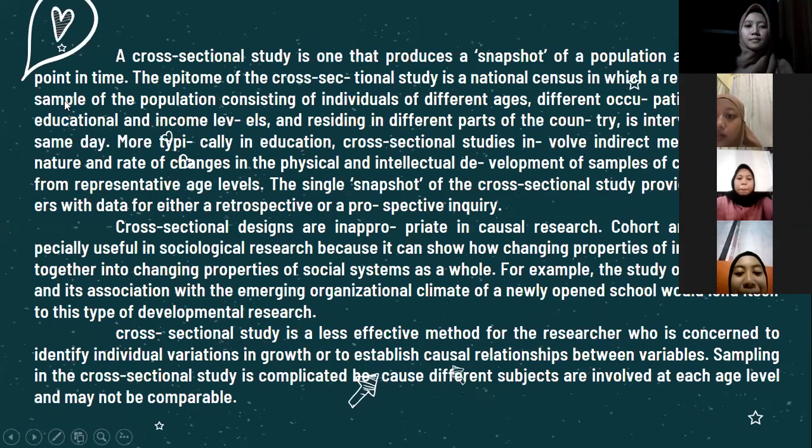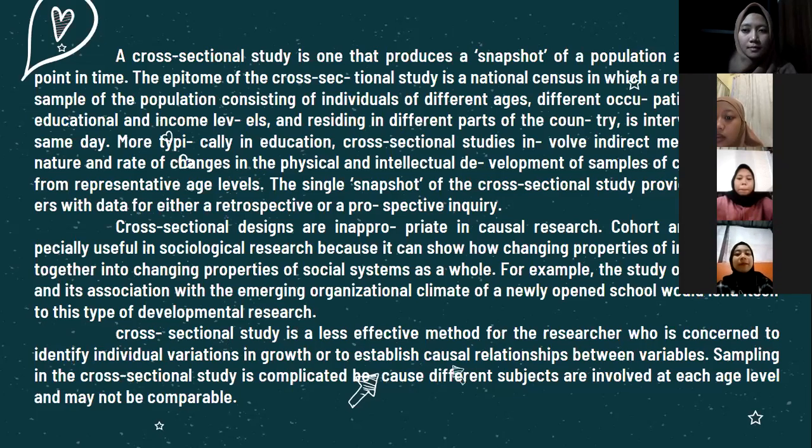Okay, and then about a cross-sectional study. A cross-sectional study is one that produces a snapshot of a population at a particular point in time. The epitome of the cross-sectional study is a national census, in which a representative sample of the population, consisting of individuals of different ages, different occupations, different educational and income levels, and residing in different parts of the country, is interviewed on the same day. More typically in education, cross-sectional studies involve indirect measures of the nature and rate of change in the physical and intellectual development of samples of children drawn from respective age levels.